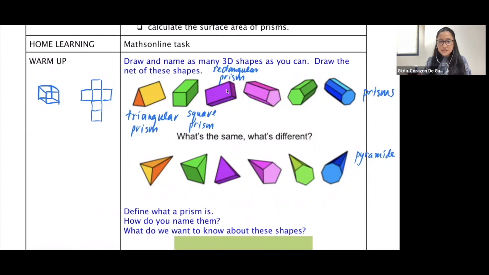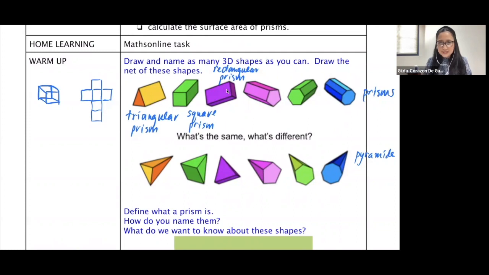So these shapes, these 3D shapes, these prisms are named after their cross section, right? The cross section would be the slice, okay? And the same thing is how you'd name your pyramids.